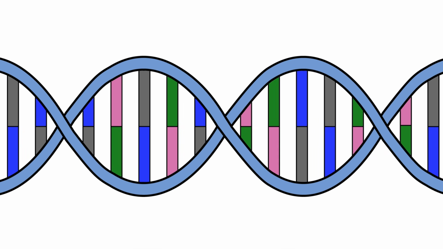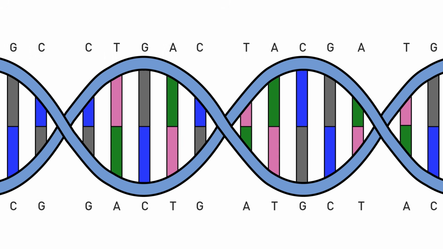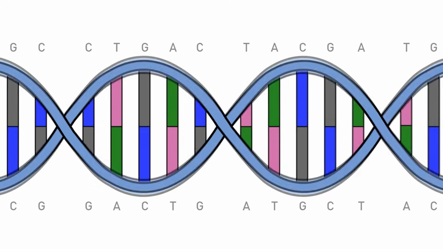Sanger sequencing is one method that can be used to determine the order of nucleotides in a DNA molecule. In Sanger sequencing, the DNA of interest is amplified in a process similar to polymerase chain reaction, PCR.